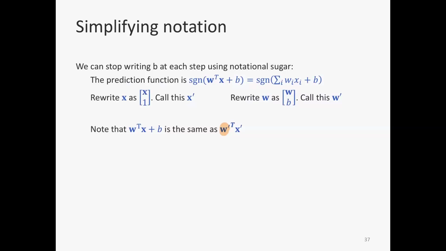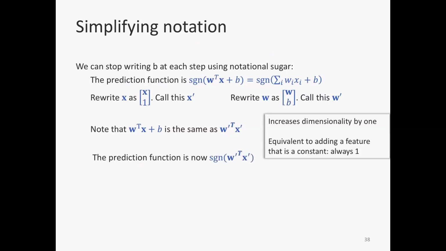I've done nothing really fancy here. All I have done is just move symbols around. But by doing that, you don't have to keep track of that B explicitly. Instead, you just add a feature whose value is 1 to your data, and everything just works out for free. The prediction rule originally was W transpose X plus B and take the sign of that. Now it is W prime transpose X prime and take the sign of that.